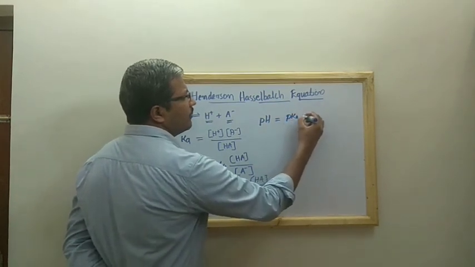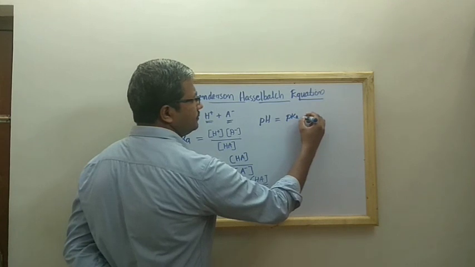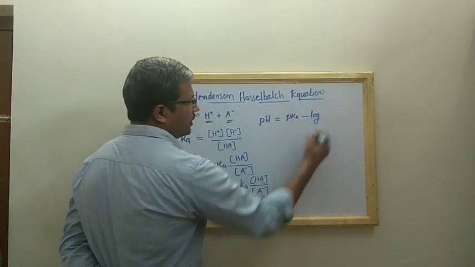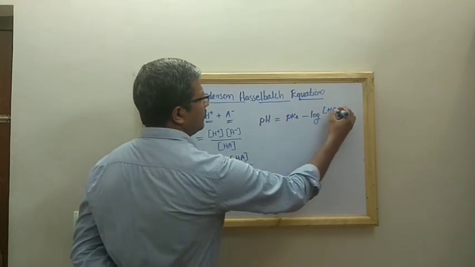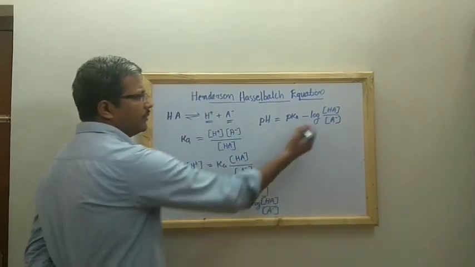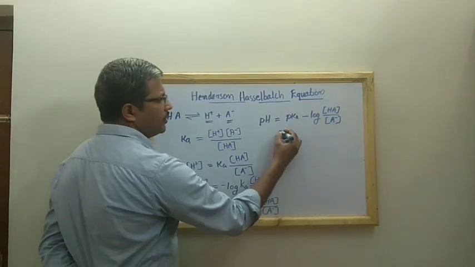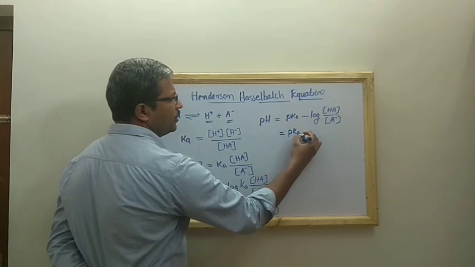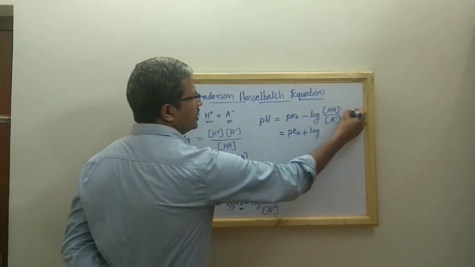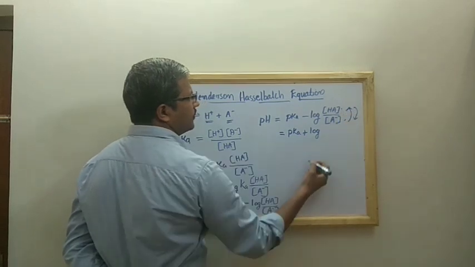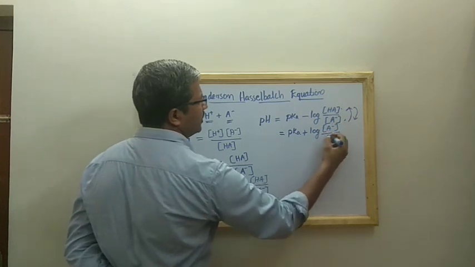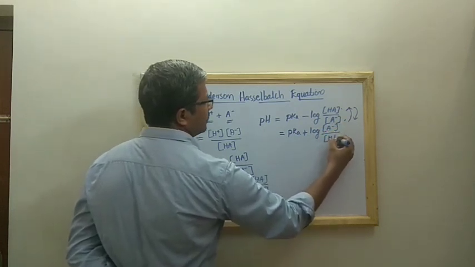minus log HA divided by A minus. I just want to make this positive. So how can we rewrite it: pH is equal to pKa plus log A minus divided by HA, I am just changing it in this way so it will be positive then.